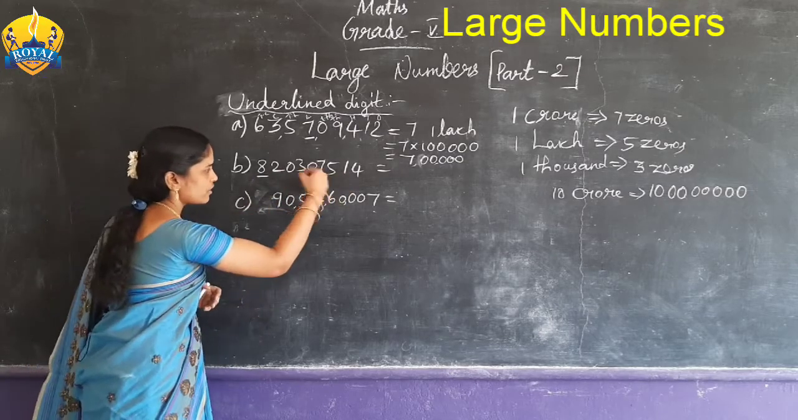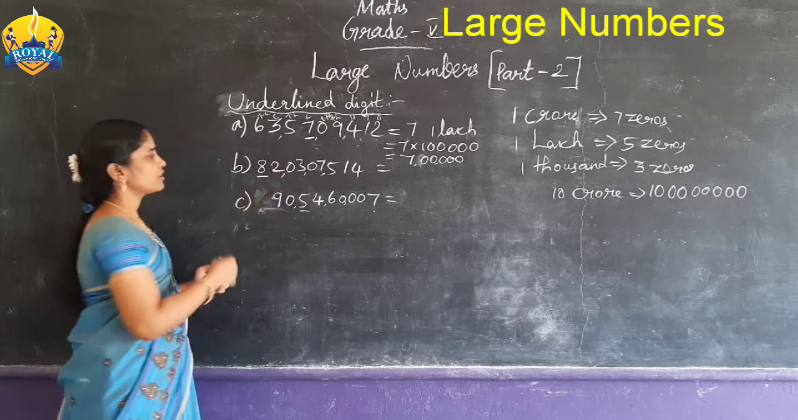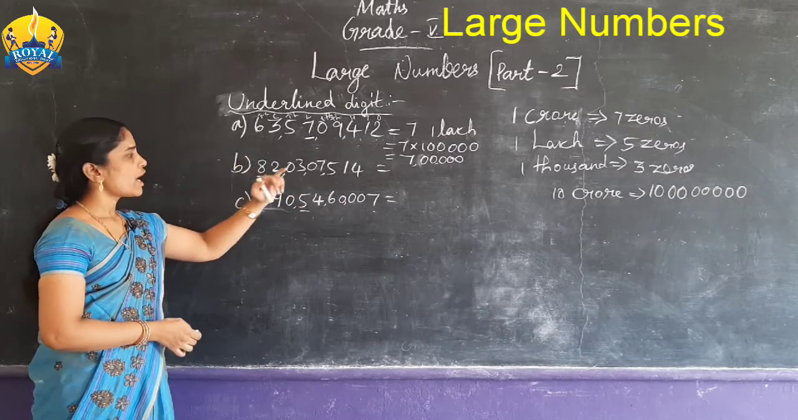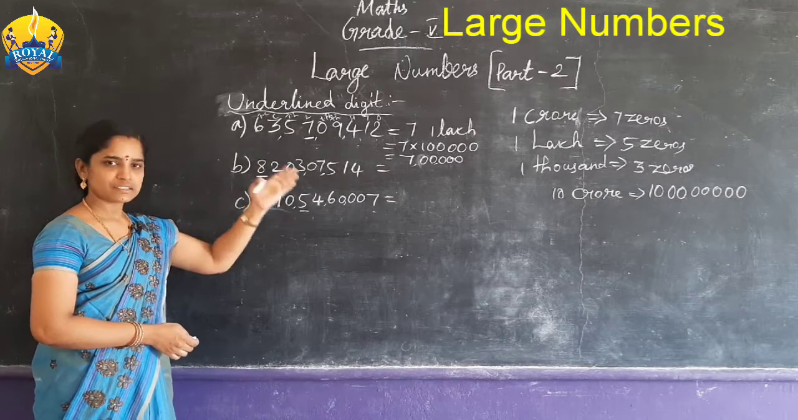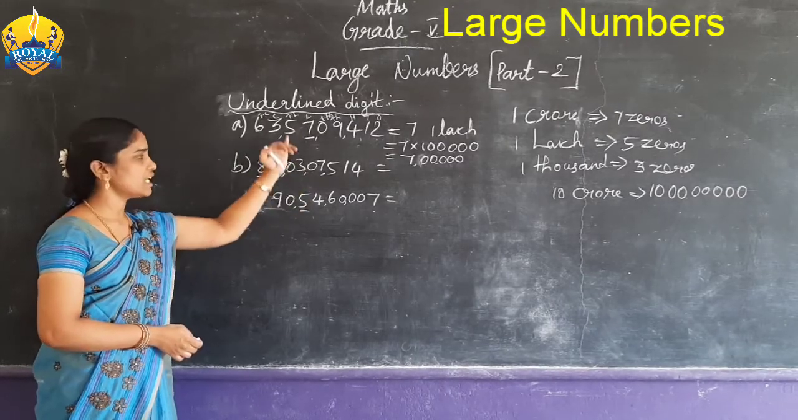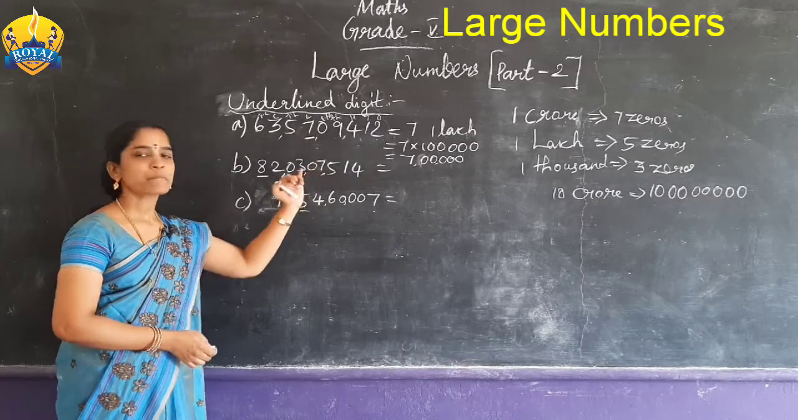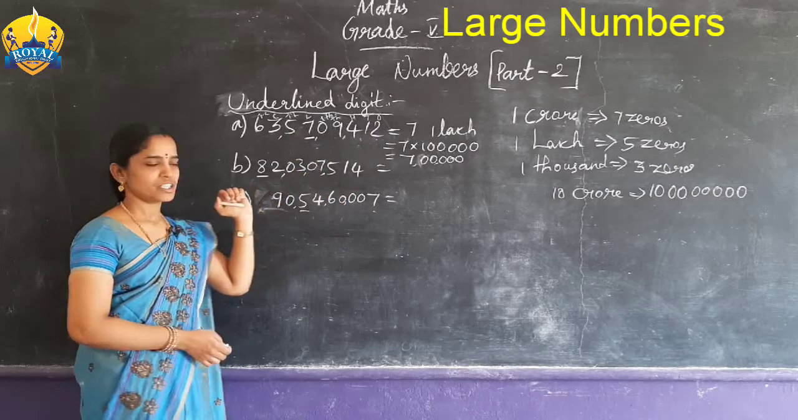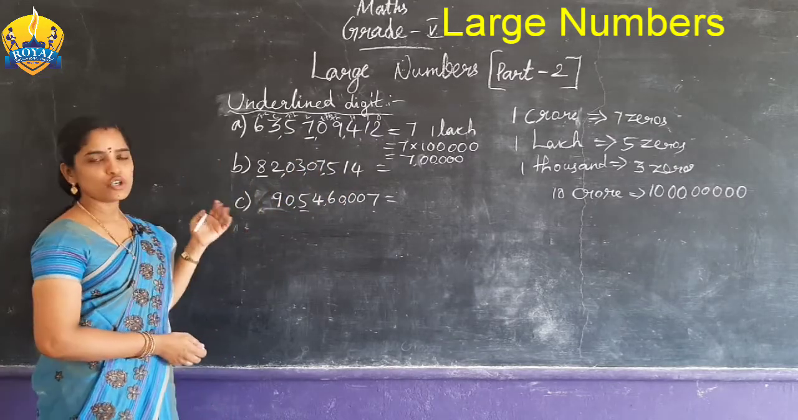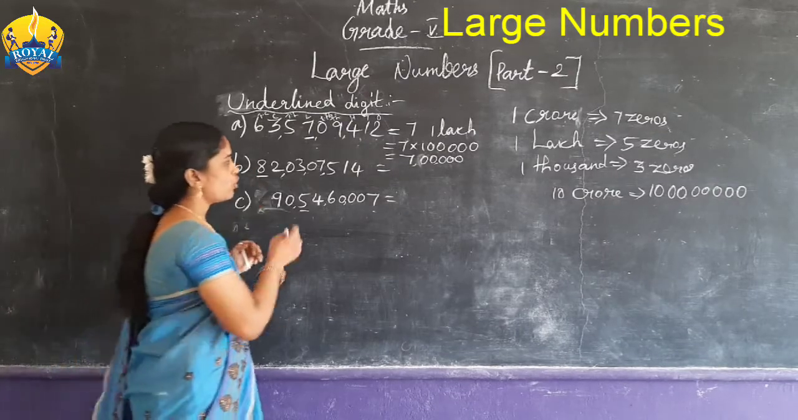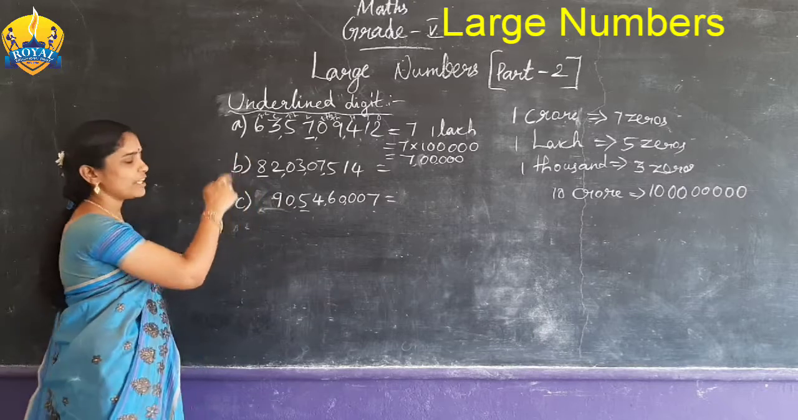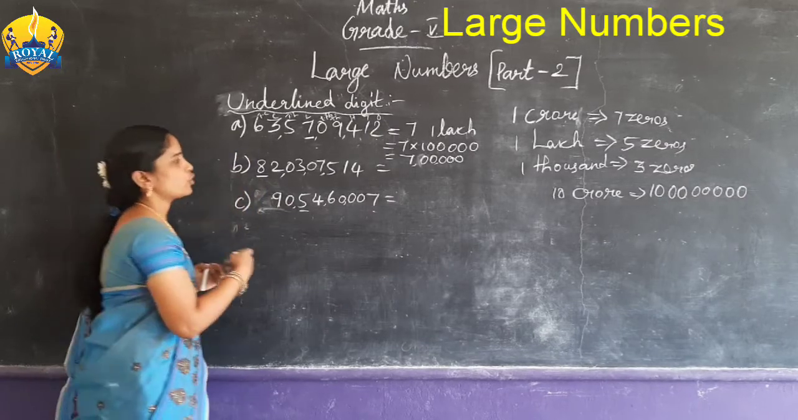820307,514. That is by using commas first. 82 crore and 3 lakh. Student, 03 we read as 3. So 3 lakh and 7,514. Right. Now the place value of the underlined digit. Here this number 8. So the place value of 8 is 10 crore.